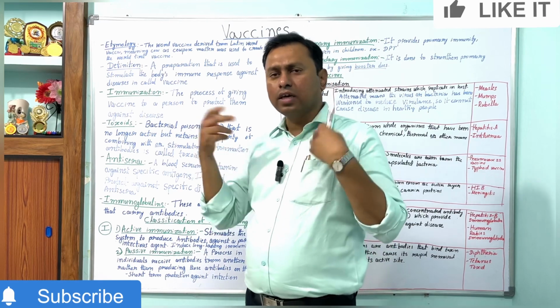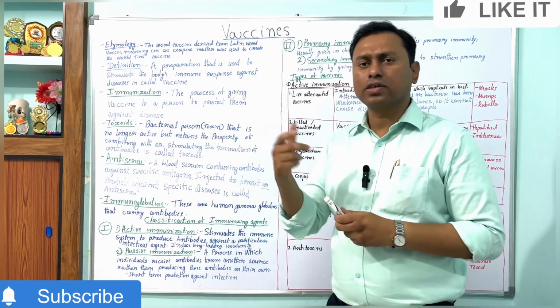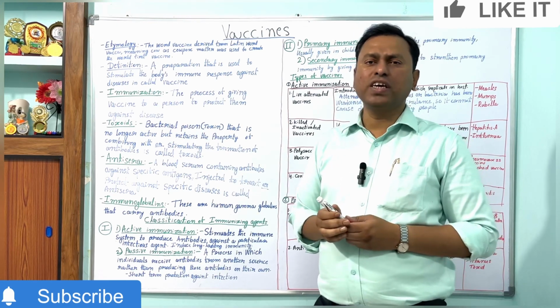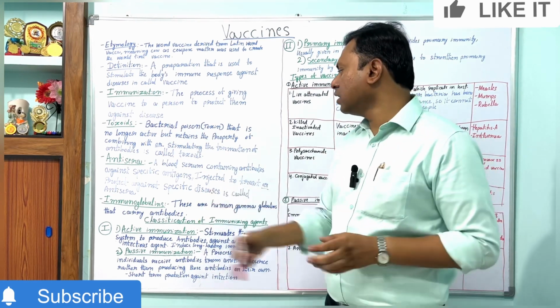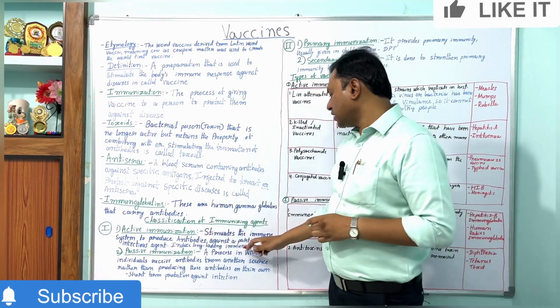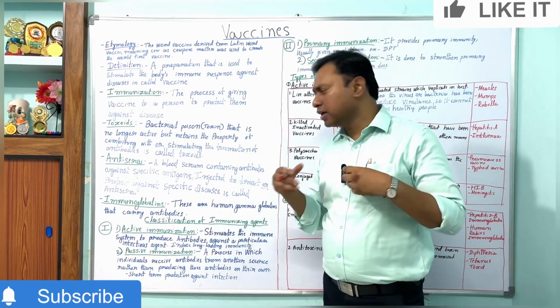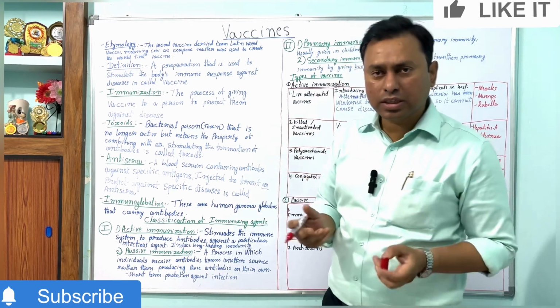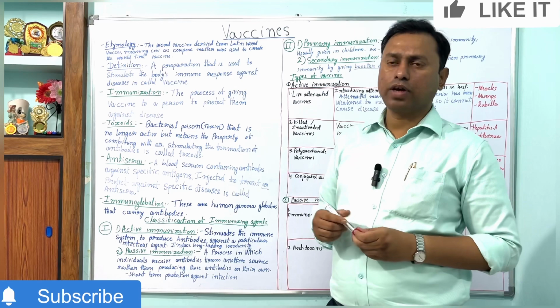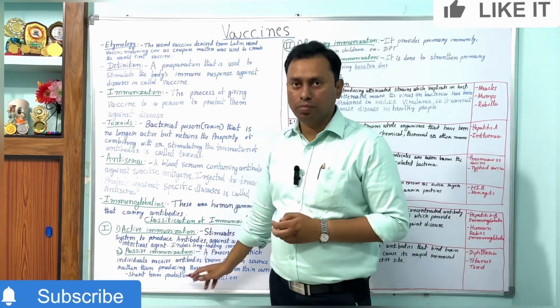It means that only in that person the antibody is produced. That is called active immunity, and it is long lasting, lasting for a long time. The next one is passive immunity.